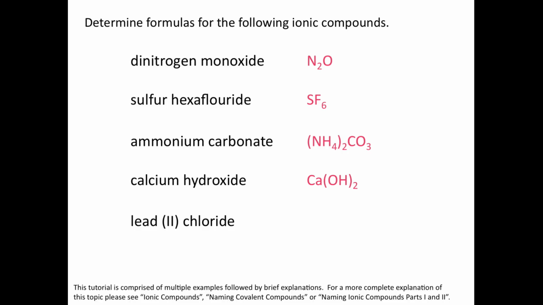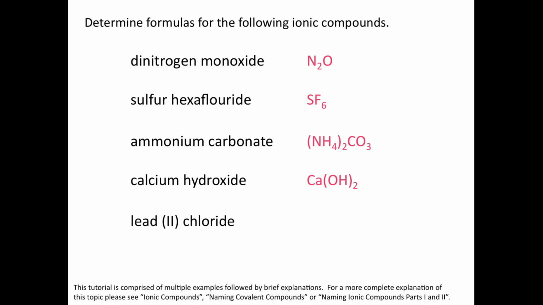Again, make sure anytime you have more than 1 polyatomic ion, you put that formula in parentheses with the number that you want to indicate of that polyatomic ion outside of parentheses. So Ca(OH)2, Ca, OH in parentheses, 2.